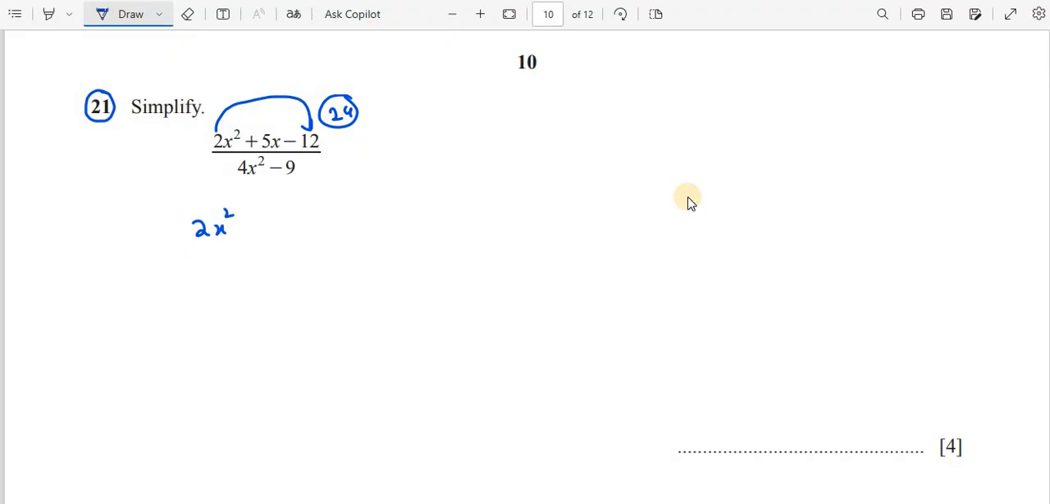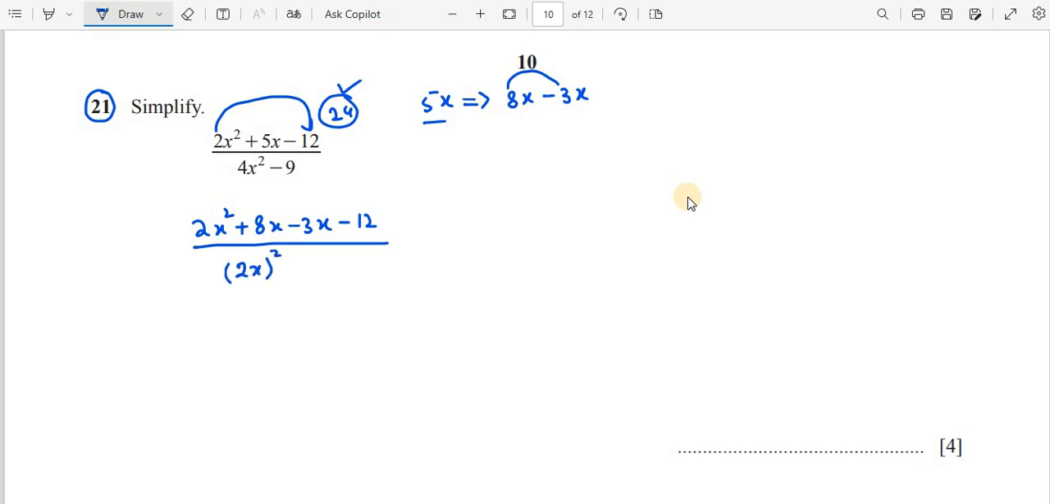Here 5x break into 8x minus 3x. 8 multiplied by 3 is equal to 24. 8 minus 3 is equal to 5. So plus 8x minus 3x minus 12 over 2x square. The denominator should be written as 2x whole square minus 9, which should be written as 3 square.